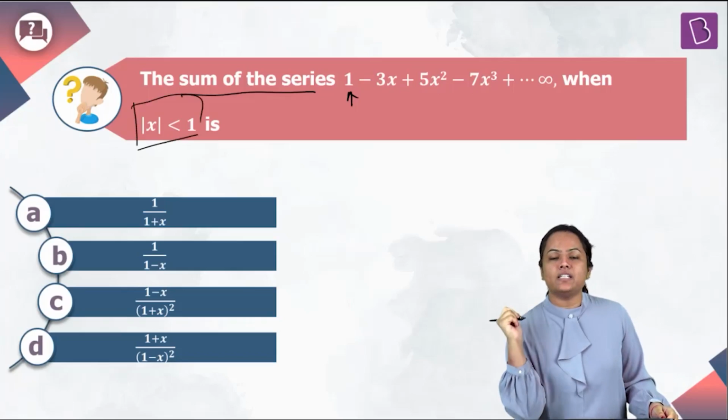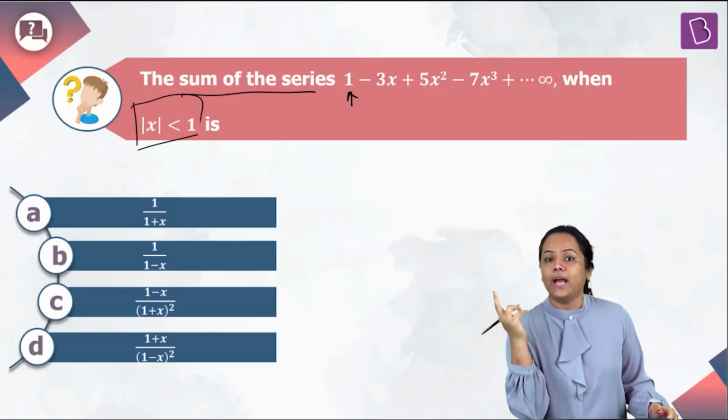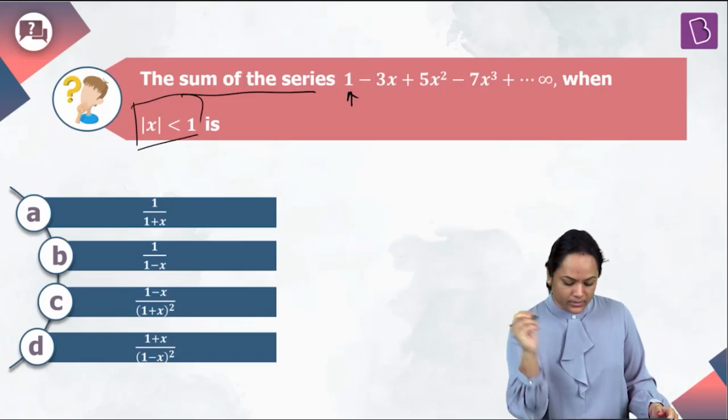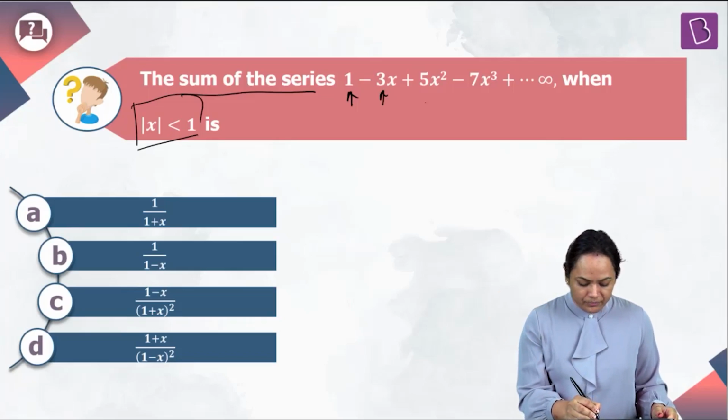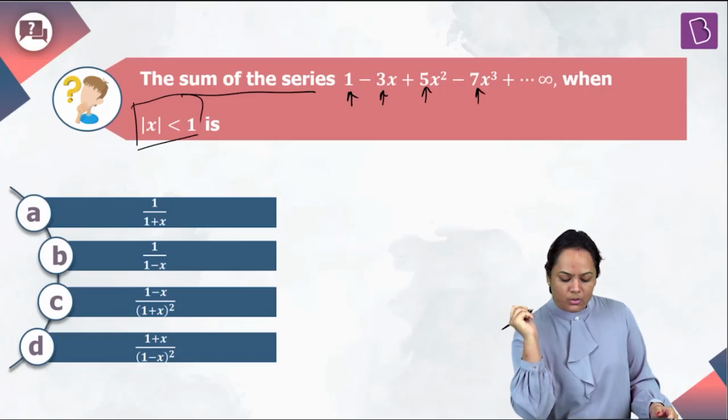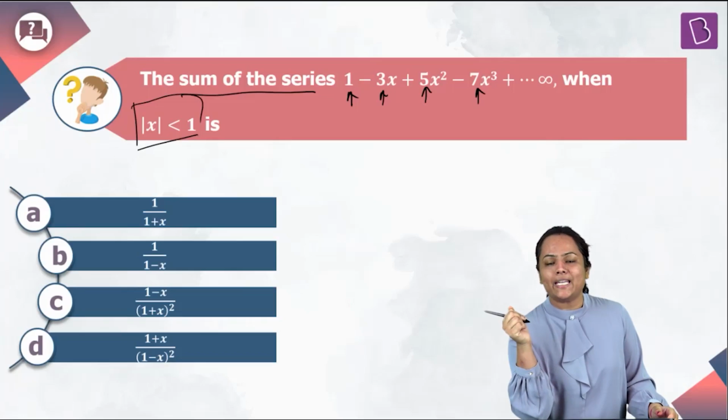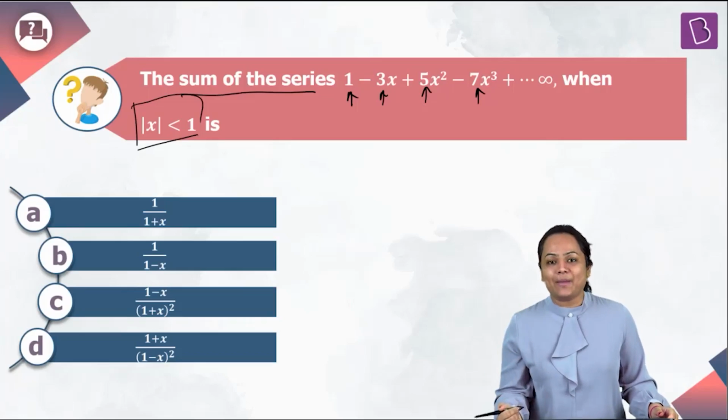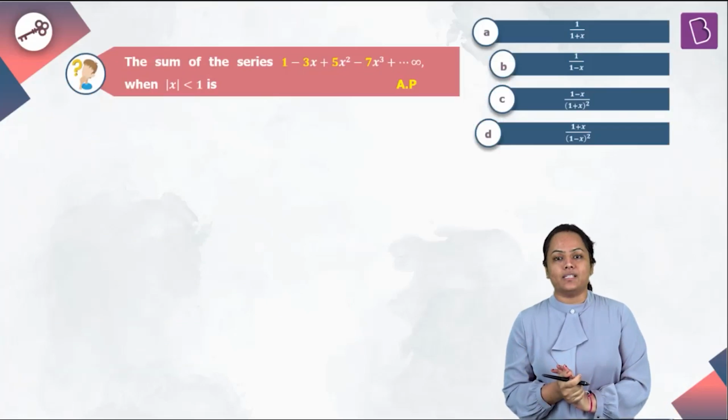First, let's try to find out what the series is. The first number is 1, then I have 3, 5, 7. This is a series which we know. What is it? Correct, AP. So we have an AP with us.